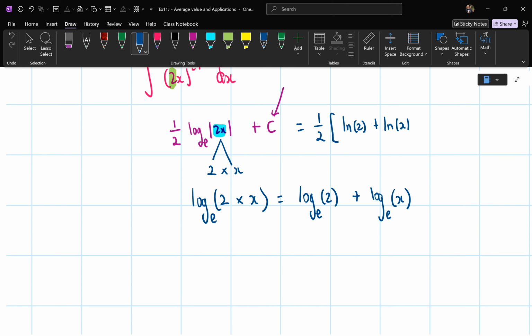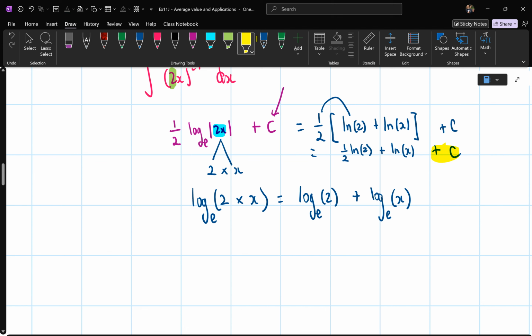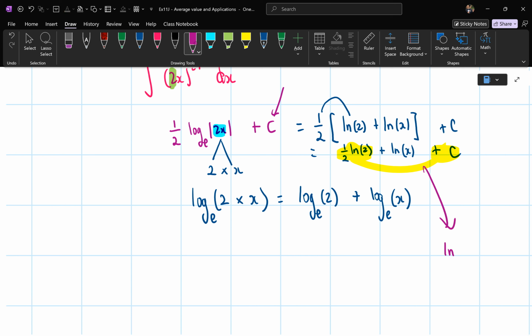Okay, and the thing is, when you multiply half to this, that's going to be a constant. So half ln 2 plus half ln of x, and then remember that plus c. The plus c and this constant value can be combined and just be called c. So it ends up being half log base e of x plus c.